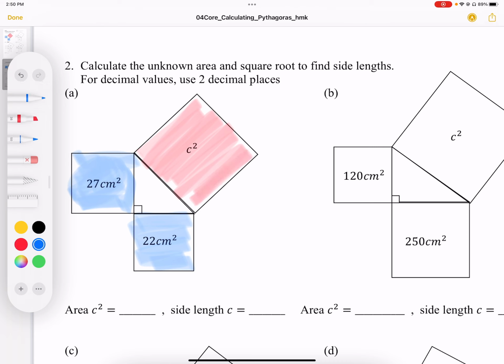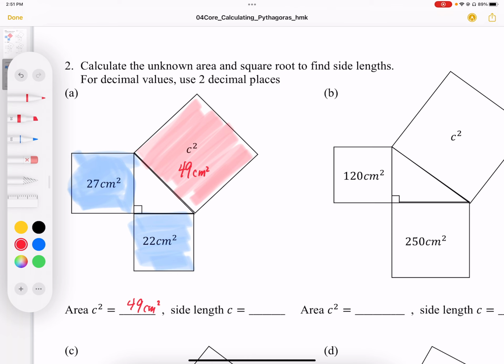The area c square is going to be a squared is 27, b squared is 22, so c squared is 49. When we add those two numbers together, we get 49 centimeters squared. So we know that that's going to give us 49 centimeters squared. Okay, I think it's a good idea to write it right in there.